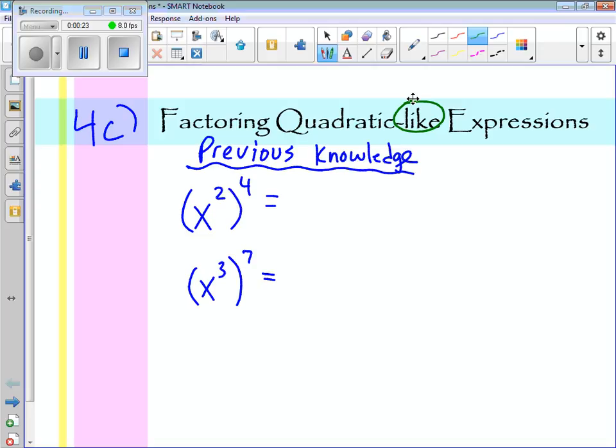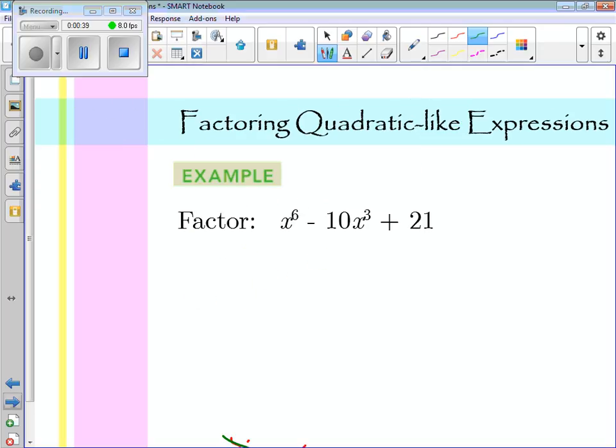If I have x squared to the fourth power, what would that equal if I simplify it? It'll be x to the eighth. We multiply exponents when raised to each other, power to power. So multiply these, you get x to the 21st. Keep that in mind for the next problems.